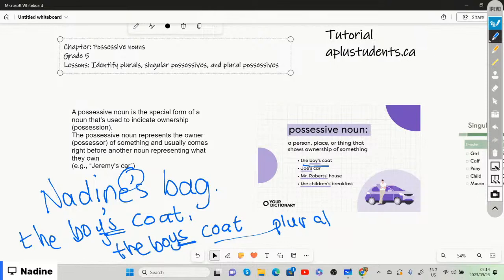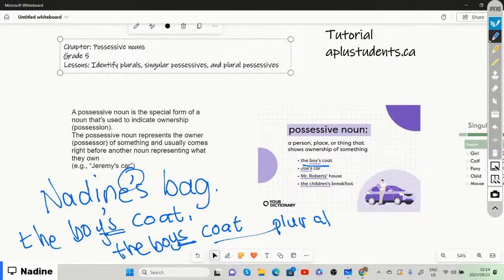And as you can see, boys' is also written with an apostrophe, meaning that the coat belongs to the boy. The boys' coat. Not removing the apostrophe. If you remove the apostrophe and you just put an S, then it means that you are writing it in the plural form.